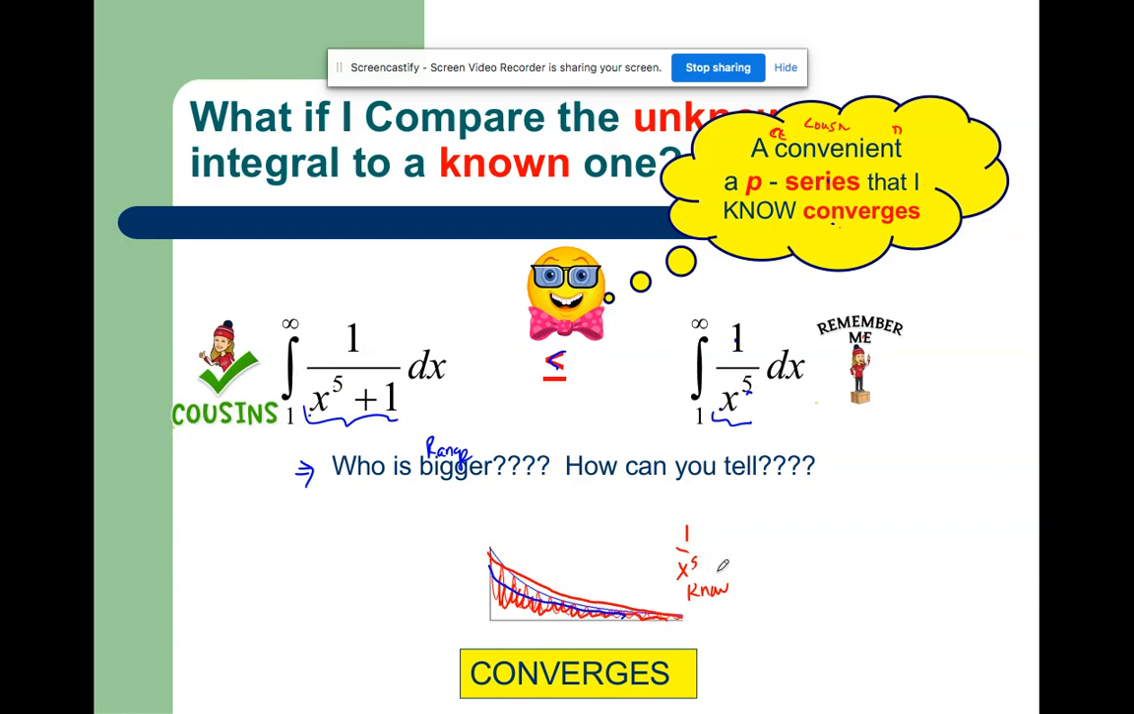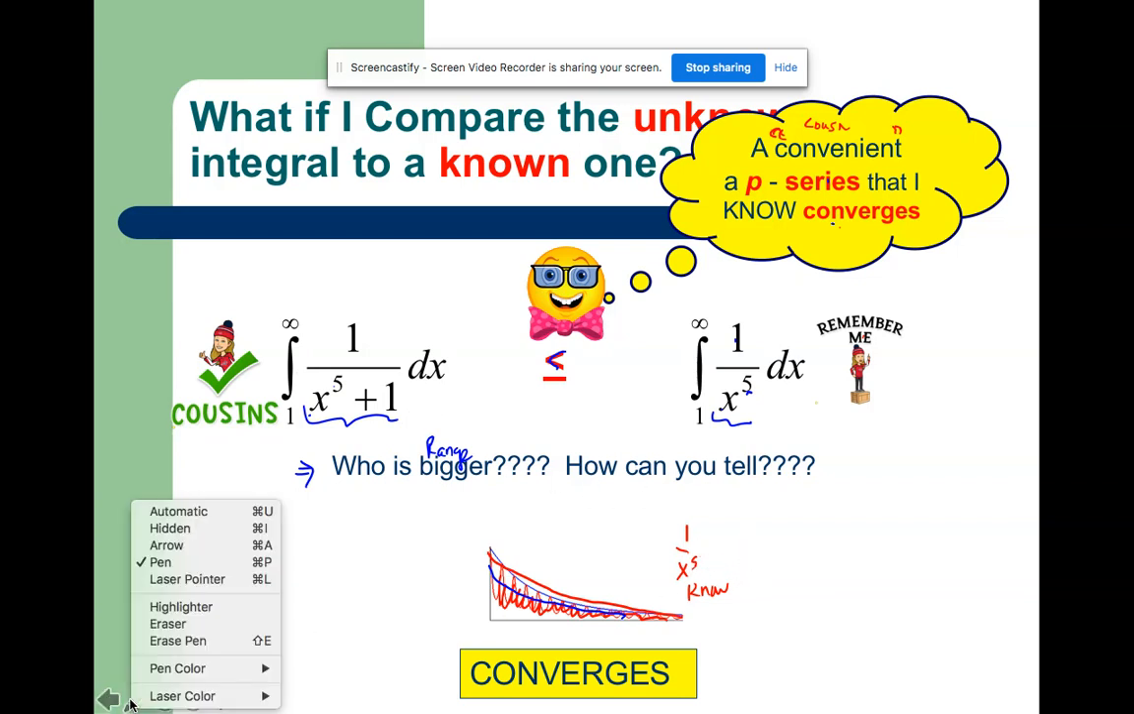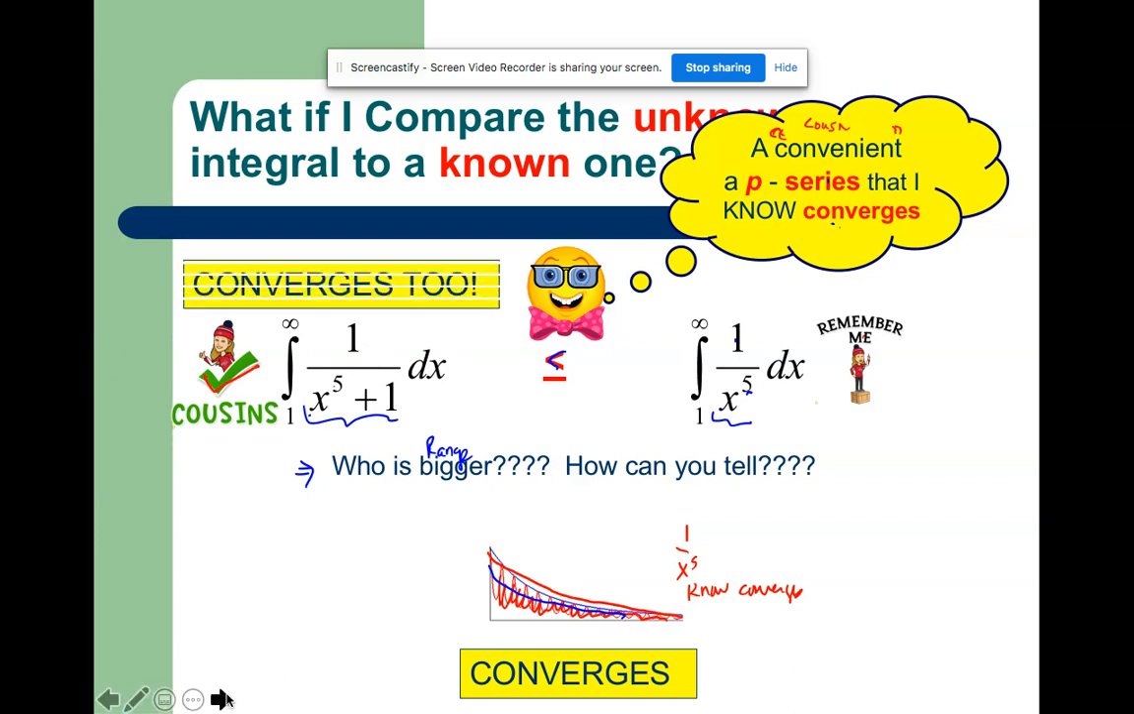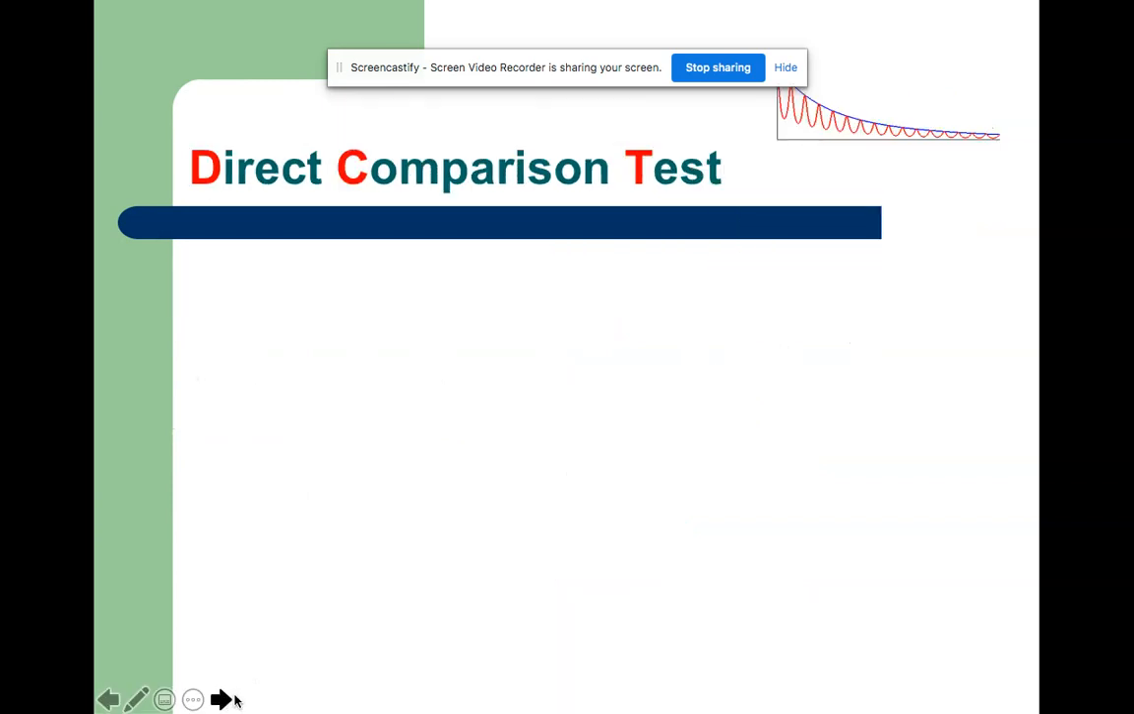If 1 over x to the 5th is one I know converges, and the one I don't know, but that is a cousin because it behaves similarly, lies under it, it's sort of like 1 over x to the 5th captures it. If 1 over x to the 5th keeps its sum in the house, so will a function that behaves almost exactly like it but is under it. Notice I didn't do any calculus.